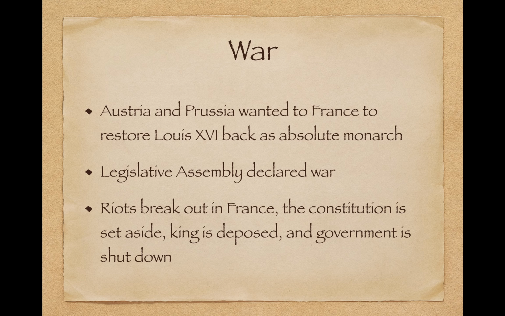So because of this, riots break out in France. Austria and Prussia are moving closer into Paris. So the National Assembly and the Legislative Assembly have to take drastic measures, and they set their constitution to the side, and they dispose the king, which means they no longer look at Louis XVI as a king, not even a constitutional monarch. They don't even look at him as a king. He's just a regular citizen now. And the government is actually shut down.